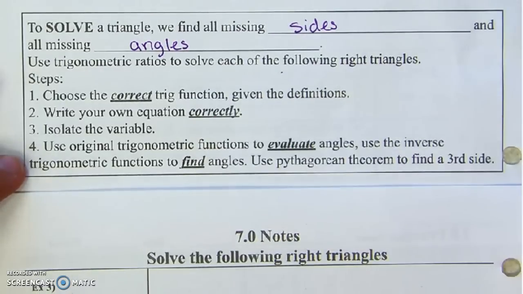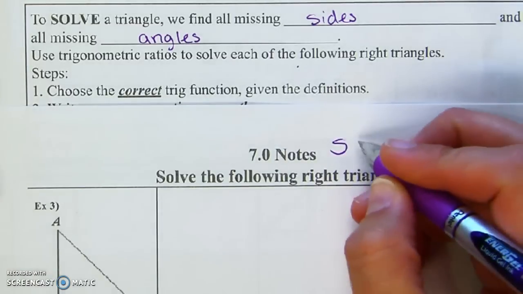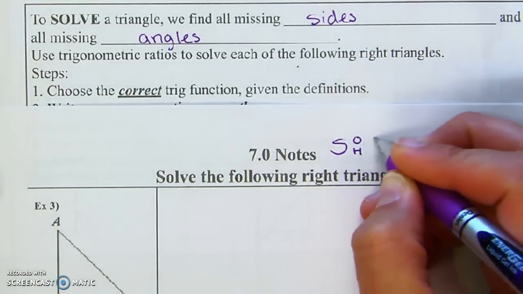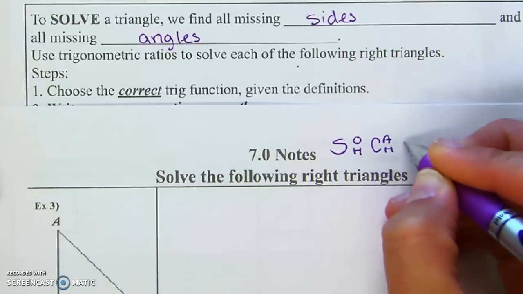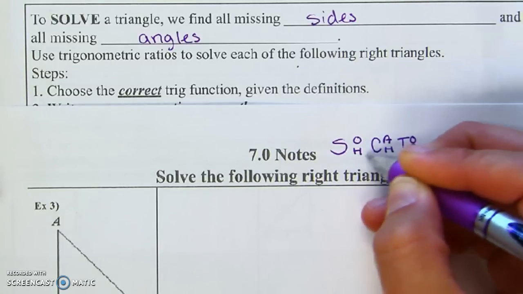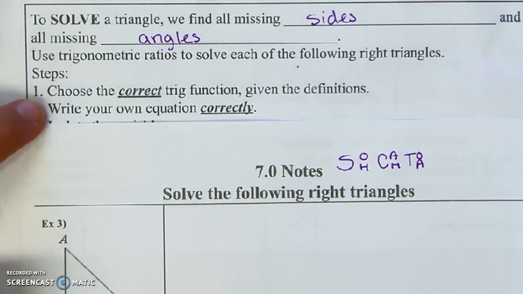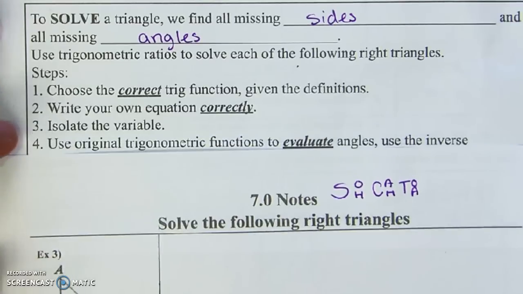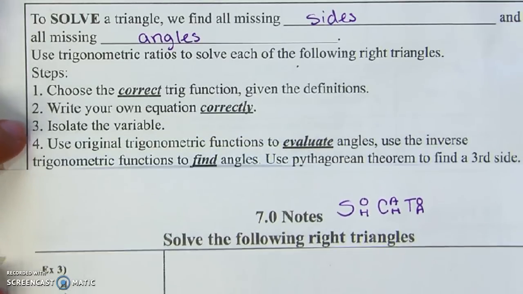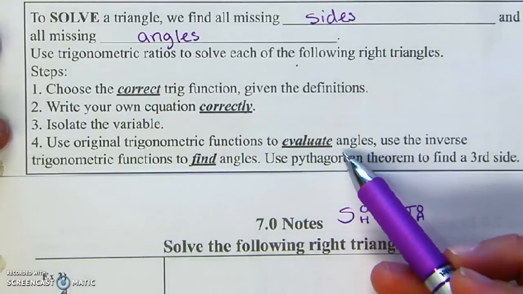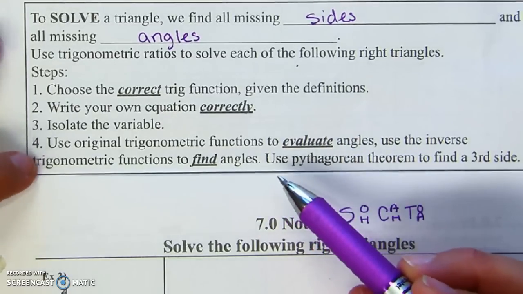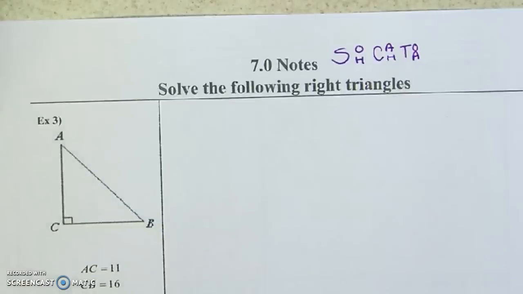You always have to pick the correct trig function. And I love what the students showed me today, that it's easier to write it like this, SOH CAH TOA, because it tells you what goes on top in your fraction. Okay, choose the correct trig function, write your equation correctly, and then isolate the variable, and then use original trig functions when you know the angle. But if you're trying to find the angle, we have to use inverse trig functions. So hopefully, we'll see an example of that.